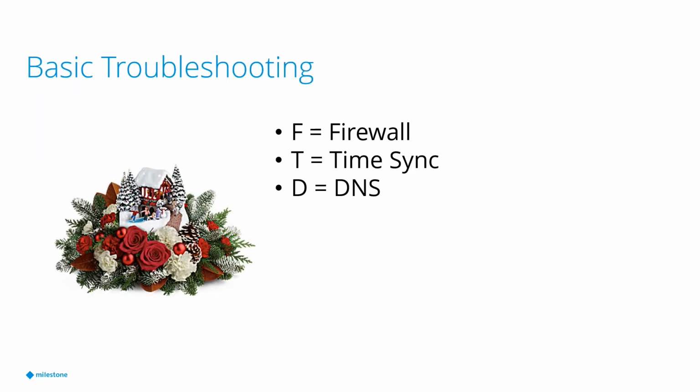For the basic troubleshooting, you probably wonder, why is Milestone showing me pictures of flowers? This is just a quick memory correlation thing. FTD, ftd.com, right? Flowers. Anytime we have issues, these are the first three things I go to. The first is the firewall, making sure that you've got ports open. You can ping the camera or the recording server from the client machine that you're on. Make sure that those firewalls are off just for troubleshooting. After you get it working, of course, you can turn it back on and put in the exceptions that you need.